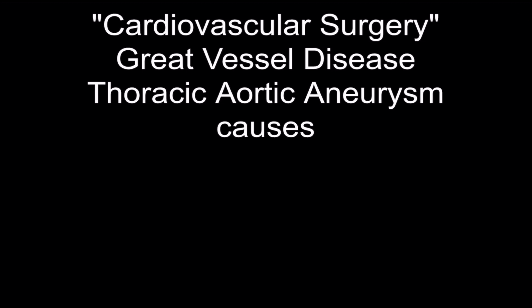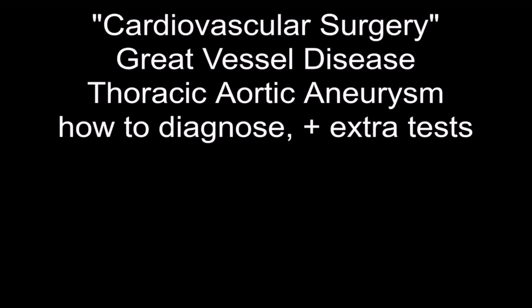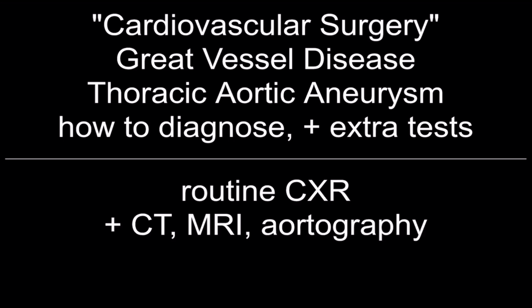Thoracic aortic aneurysm causes. Atherosclerosis, connective tissue disease. Thoracic aortic aneurysm, how do you diagnose? And what are some extra tests you can do? Routine chest x-ray, plus CT, MRI, and aortography.